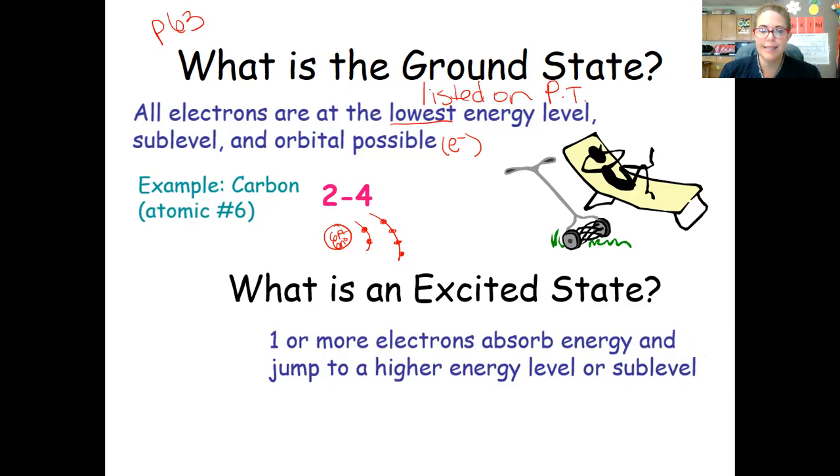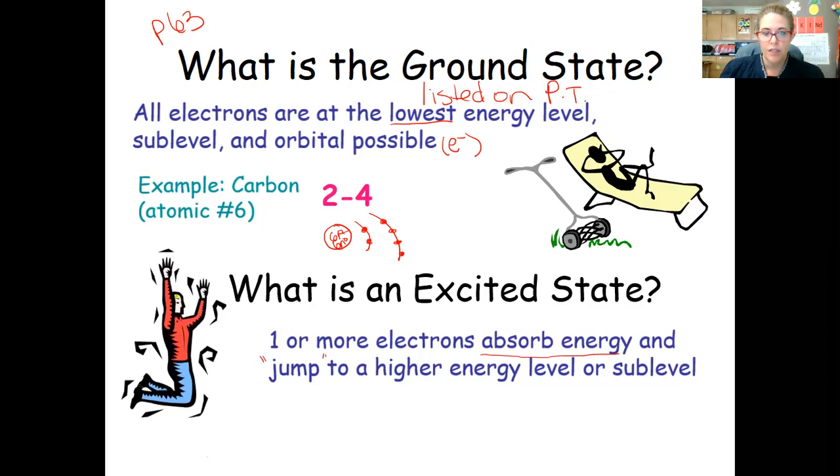Now what is an excited state? An excited state is when we take electrons from their ground state, we give them energy, they absorb energy, and they're able to jump to a higher energy level. We call that higher energy level an excited state. So let's look at our example for carbon. Now I'm going to say 1, 5.